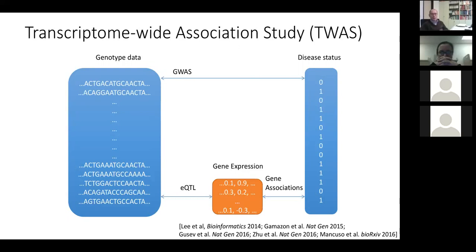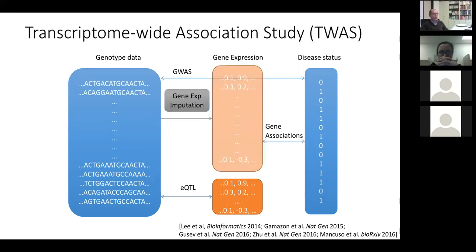So how can we bridge this gap? Well, one thing we can do is just impute or predict the missing gene expression for the rest of the individuals using models trained on genetic data and external expression panels. And once we've done that, we can go ahead and correlate the imputed gene expression levels to a phenotype of interest.